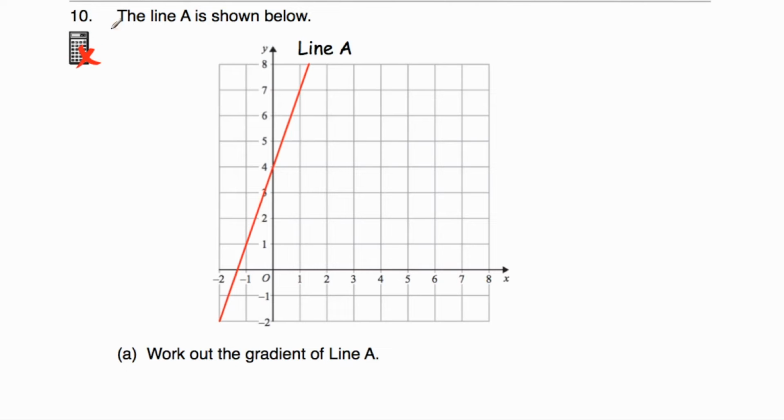Okay, let's have a look at question number 10. So question number 10 says the line A is shown below. So we've got the x and y axis and we've got the line A. And we've been asked to write down the gradient of the line A. So we need to find the gradient of this line. Now, there's a few different ways we can do that.